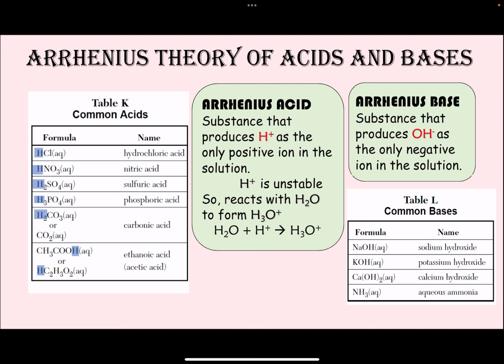If we look at the common bases, which are given in Table L, we see hydroxide ion as the most common ion. But then we also see NH3, which is kind of an exception to the hydroxide rule, and that makes us wonder, what is NH3? How is that a base? Why is it under common bases? Same thing with this CO2 that is written in Table K. It makes us wonder, because it doesn't have a hydrogen, so why is it written as a common acid?